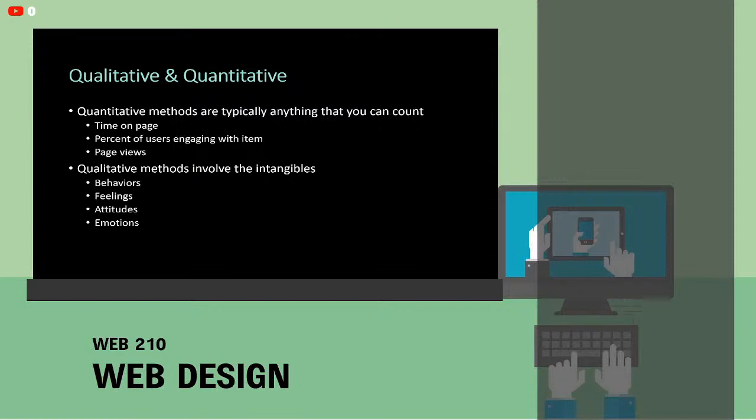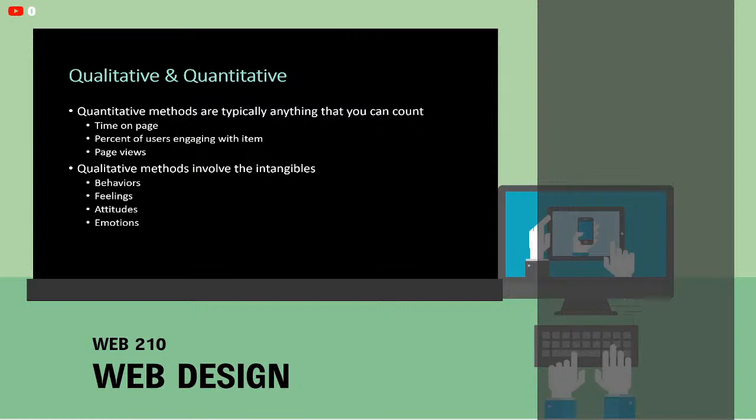But what you don't know from that is how that length of time, for example, makes them feel. What are their emotions or their attitudes or their feelings toward having to take that long to fill out a form, or toward having to do that many clicks to complete a process, or whatever, right? And that's where we get into these qualitative methods. These are our intangibles. These are the things that we can't count. We can't measure them directly, so we have to measure them indirectly.